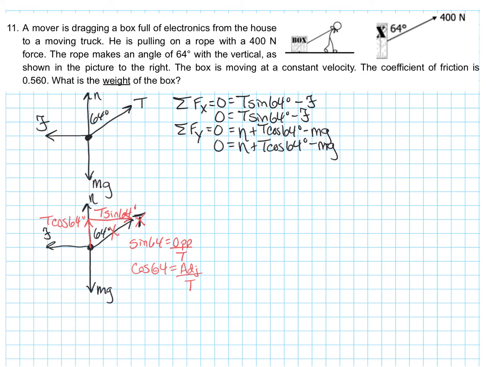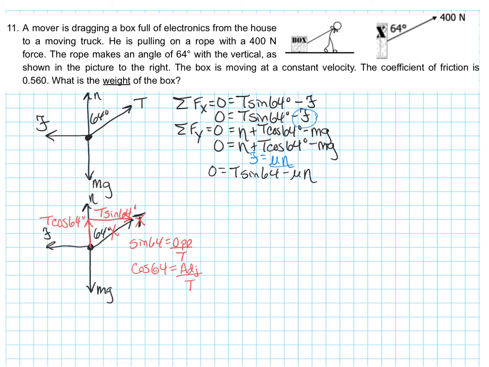At this point, I've got two equations and way too many unknowns. So I need to get rid of them. To do that, I'm going to start using some substitution. And whenever I have friction, one of the key things I can go for is the definition of friction. Friction is equal to mu times eta. So what I can do is take this expression of mu times eta and replace this f with it. And that'll rewrite this as 0 is equal to T sine 64 minus mu times eta. So I got rid of friction, which is one of the unknowns. The other unknown I have is eta. So now I need to get rid of that.